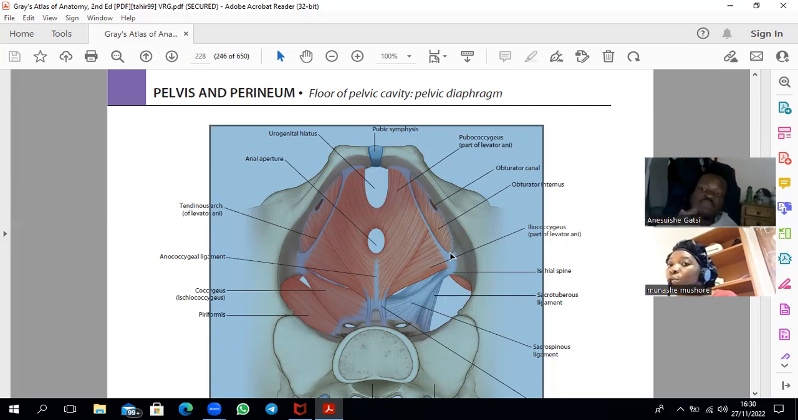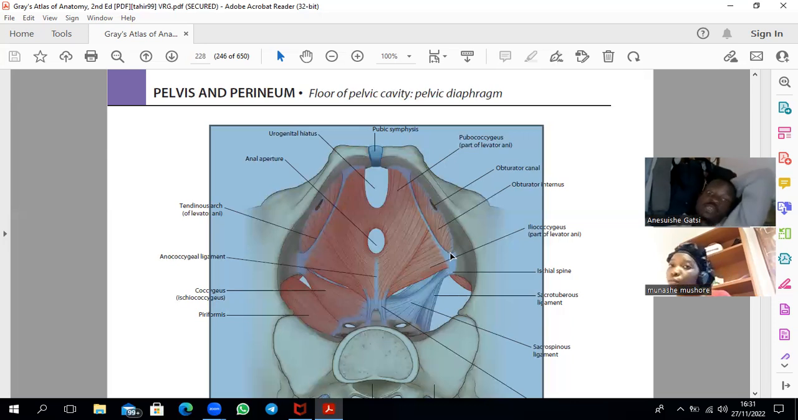What's above are pelvic organs like the uterus, the bladder. You have half of the vagina. You have the rectum. Then when you go to the perineum, there is the lower half of the vagina. Then there is the anal canal. Then all the other genitalia. Right.